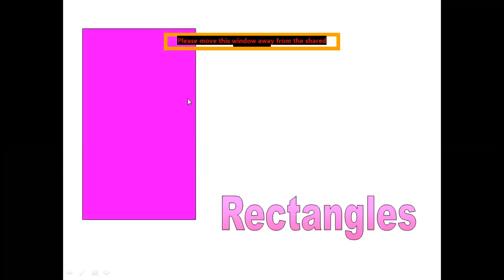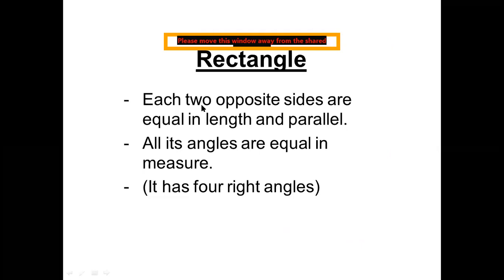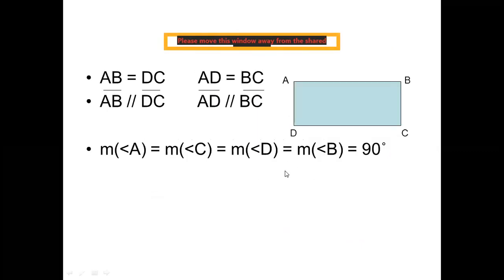Rectangle. This is the shape of the rectangle. Also, the square is a rectangle, but its sides are equal in length. In the rectangle, each two opposite sides are equal in length and parallel. It's like the parallelogram. And the difference here is that all its angles are equal in measure because it has four right angles. In the rectangle, we have four right angles.